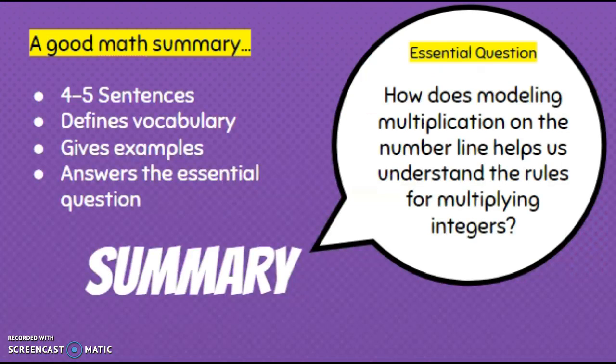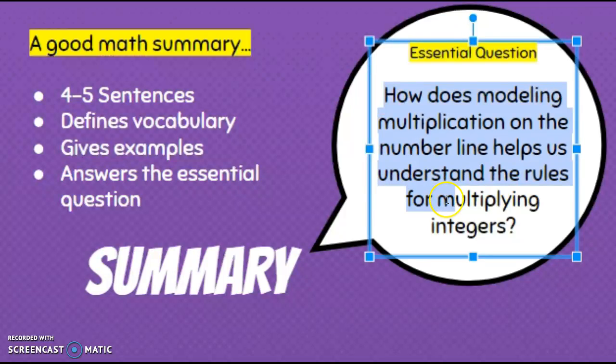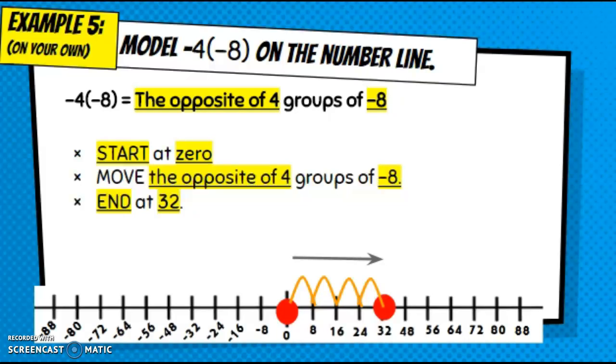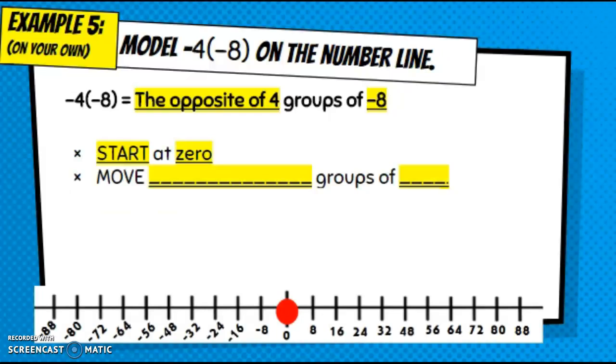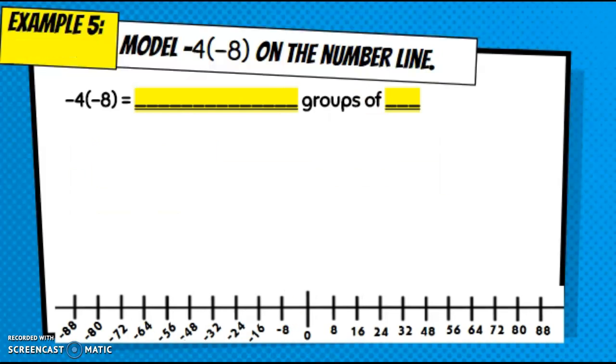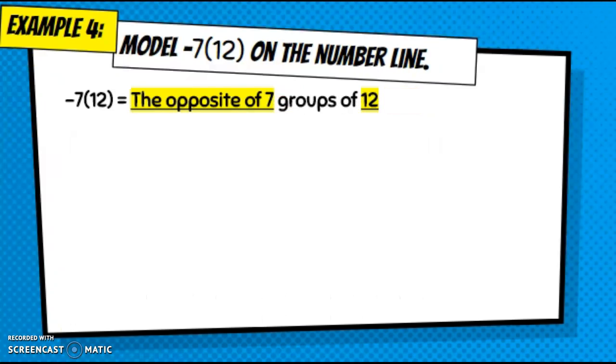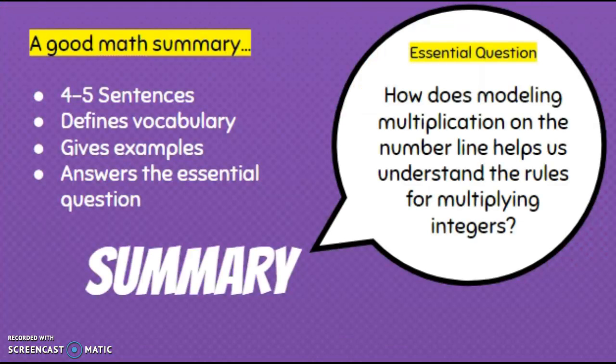At this time, we are at the end of the lesson. You need to complete your summary, which should answer the essential question. So the essential question was, how does modeling multiplication on the number line help us understand the rules for multiplying integers? So what I want you to do is to go back through the examples and try to explain. If you can't explain in general, at least explain for these problems. Why is a negative times a negative a positive? Or why is a negative times a positive a negative?